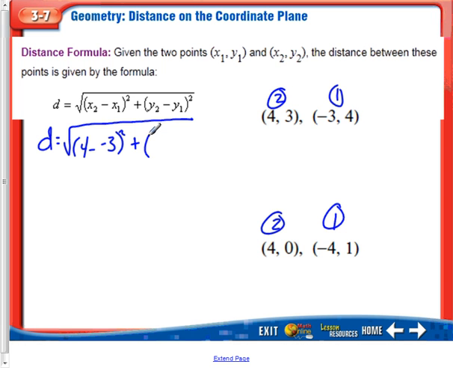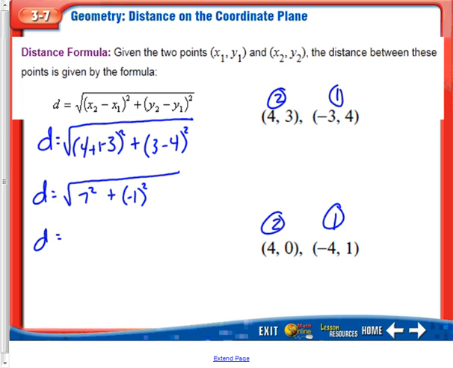So then we're going to add y2. So y2, this is point 2, y is 3. So we're going to say 3 minus y1. This is point 1, and the value is 4. And then we're going to square that whole quantity. So then we're going to say d equals the square root of, now this was a double negative, let's go ahead and fix that. So we have 7 squared plus 3 minus 4. And if I have 3 and 4, that means it's going to be a -1, and we're going to square that whole thing.